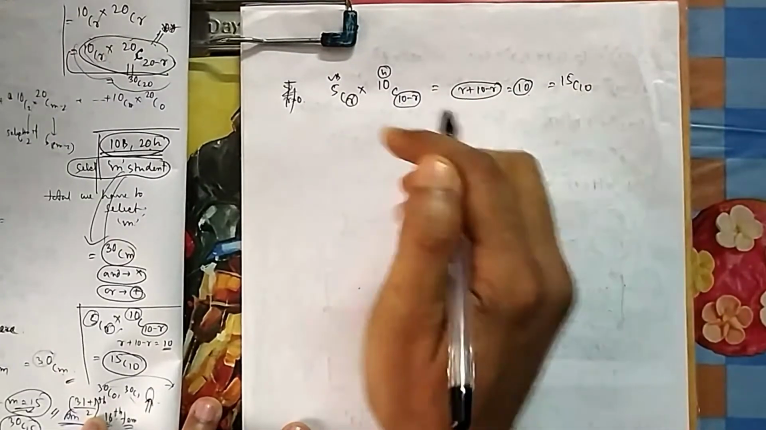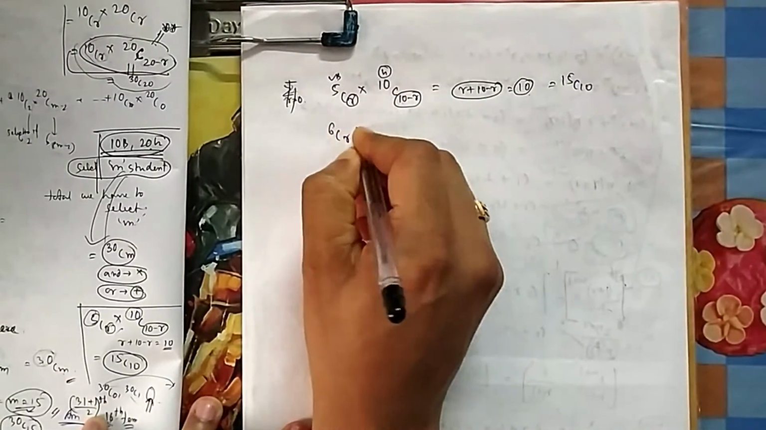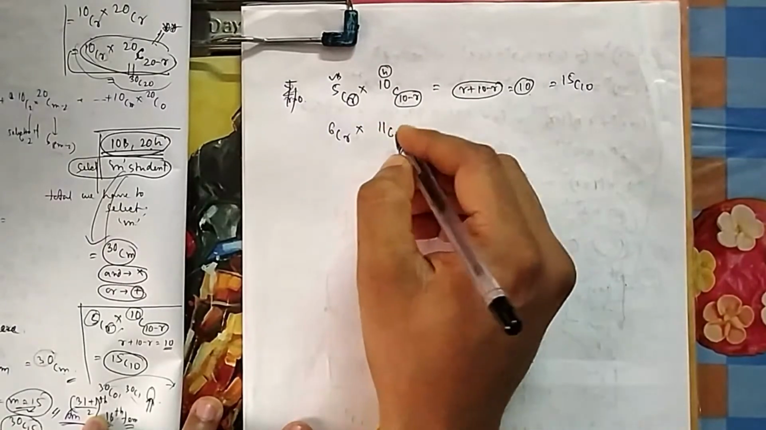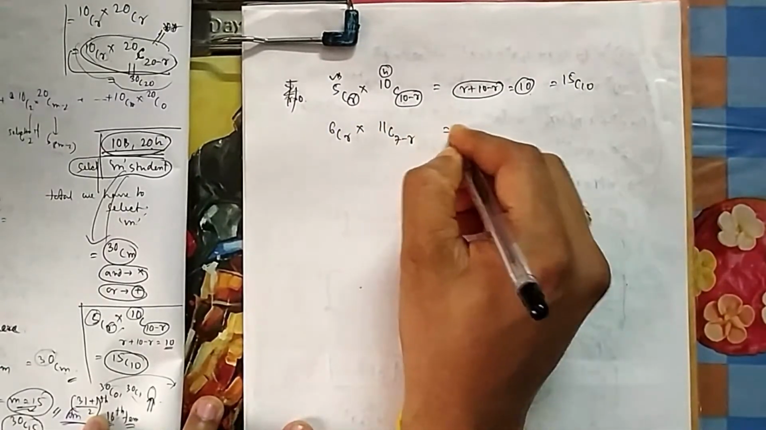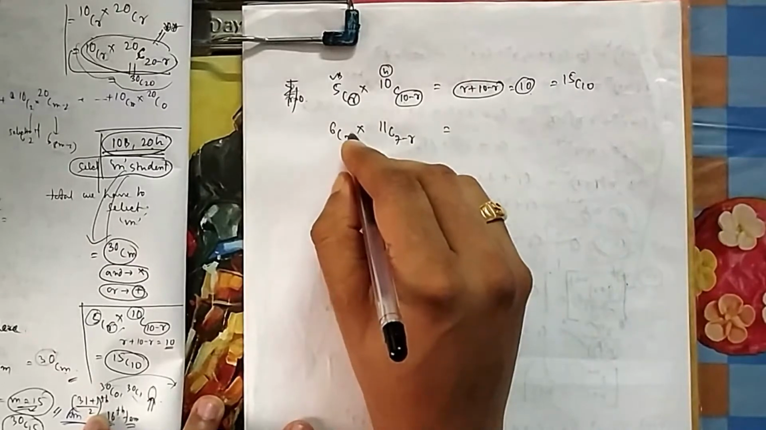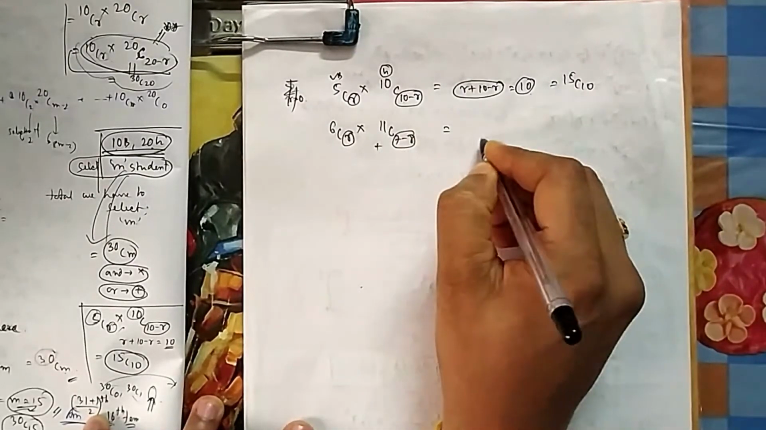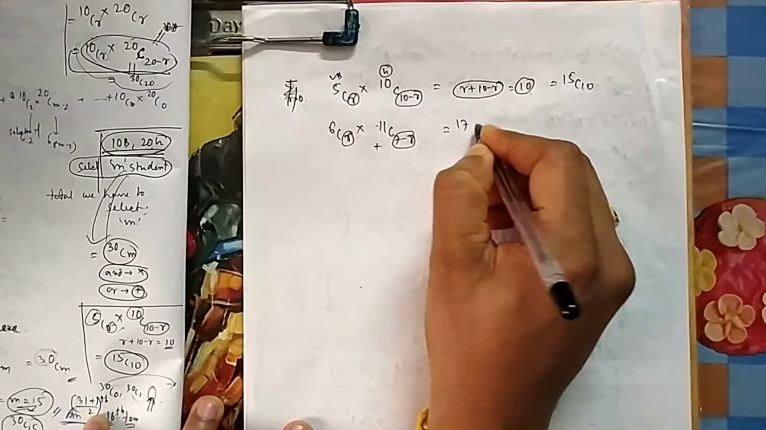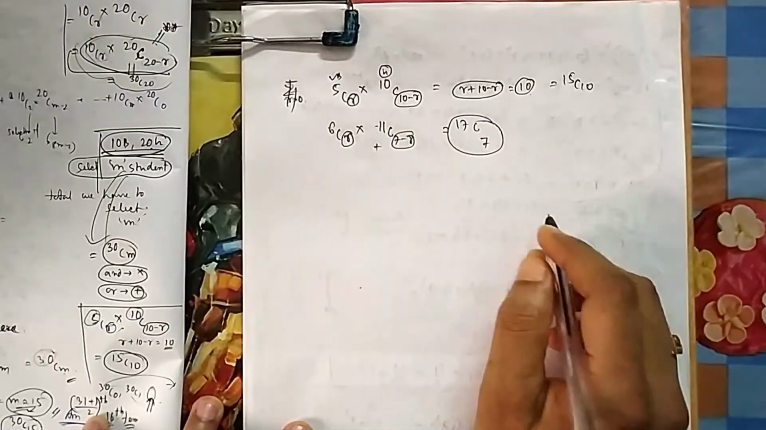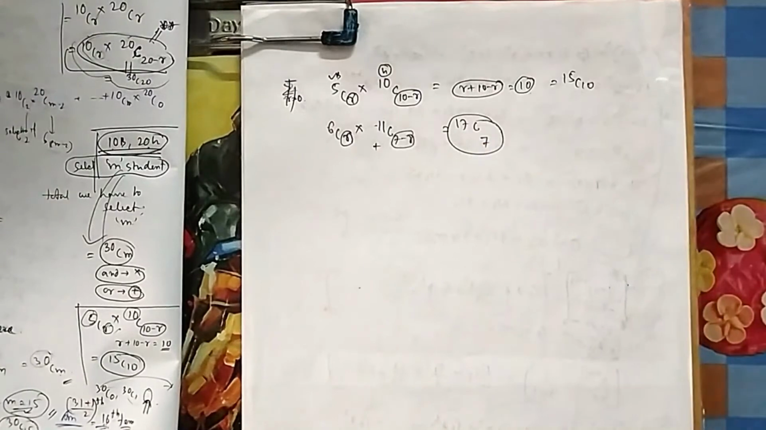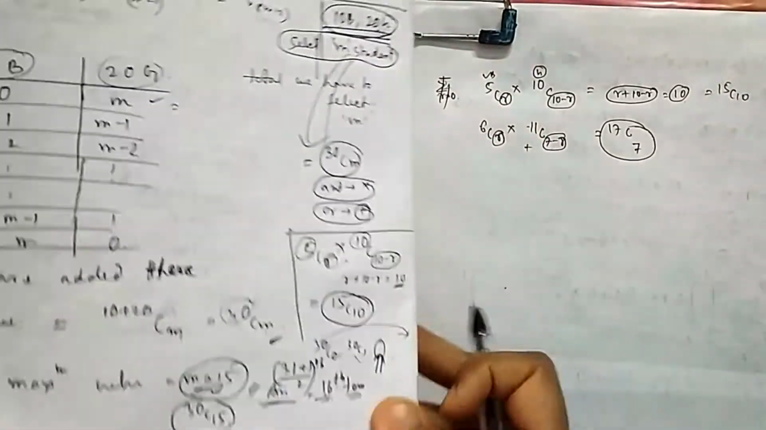It is easy. Suppose I give one more example, 11CR times 6C(7 minus R), because this is a very nice way. What will be the answer of this one? You are selecting R and 7 minus R. So totally you are selecting 7 out of 17. So the answer is 17C7. So this is also a nice way to remember this one.